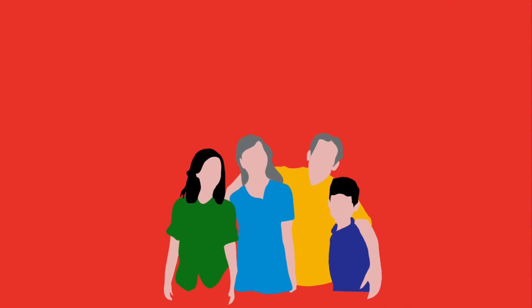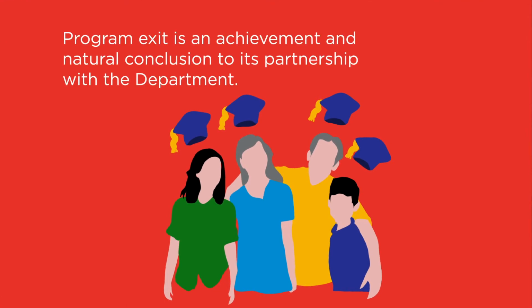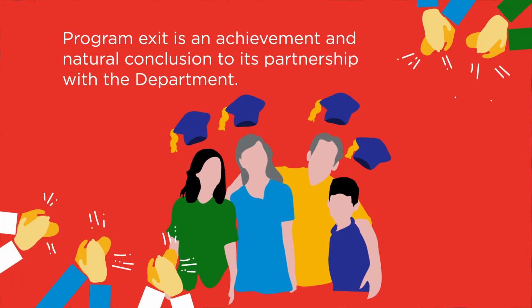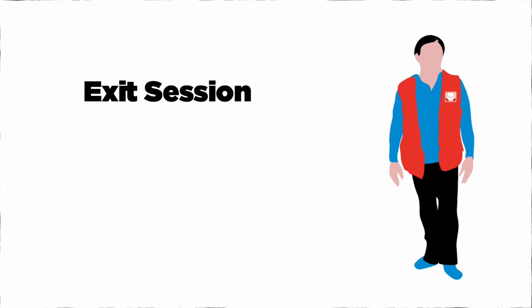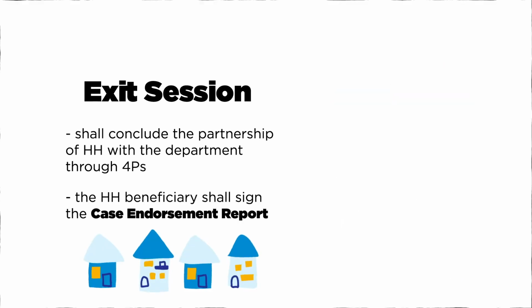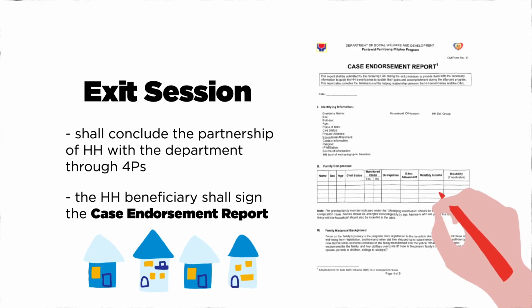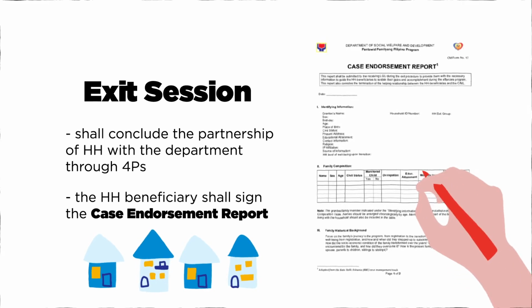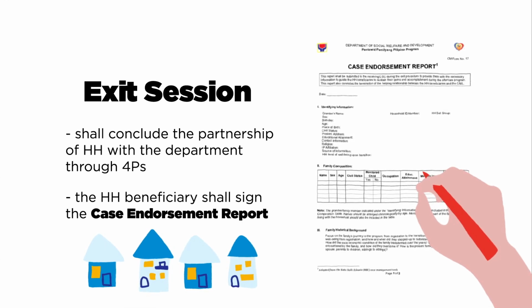During the transition stage, the case manager shall explain what graduation means. It is important that the graduating household partner understands that program exit is an achievement and natural conclusion to its partnership with the department. An exit session shall be conducted with the household and the receiving LGU. It shall conclude the household beneficiaries' partnership with the department through 4Ps. During the exit session, the household beneficiary shall sign the case endorsement report that outlines the process undertaken, results achieved, and the agreed termination transition plan.